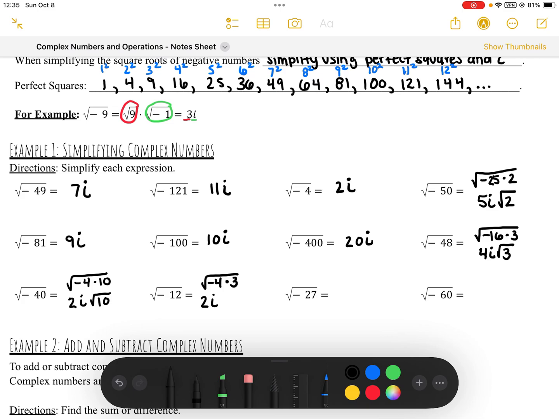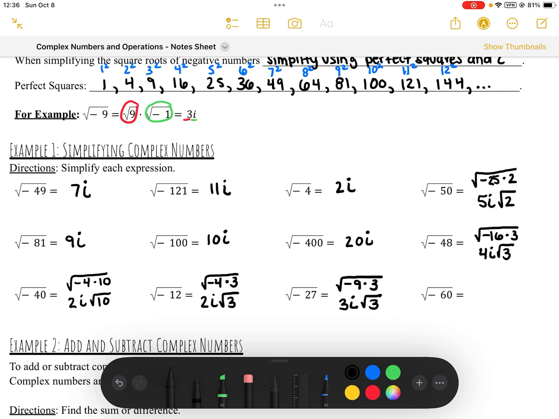Square root of negative 4 is going to be 2i, and then I have root 3. So 2i times the square root of 3. Square root of negative 27. 27 is not a perfect square, but it can be rewritten as negative 9 times 3. 9 is a perfect square, so the square root of negative 9 simplifies to 3i, and then I have root 3.